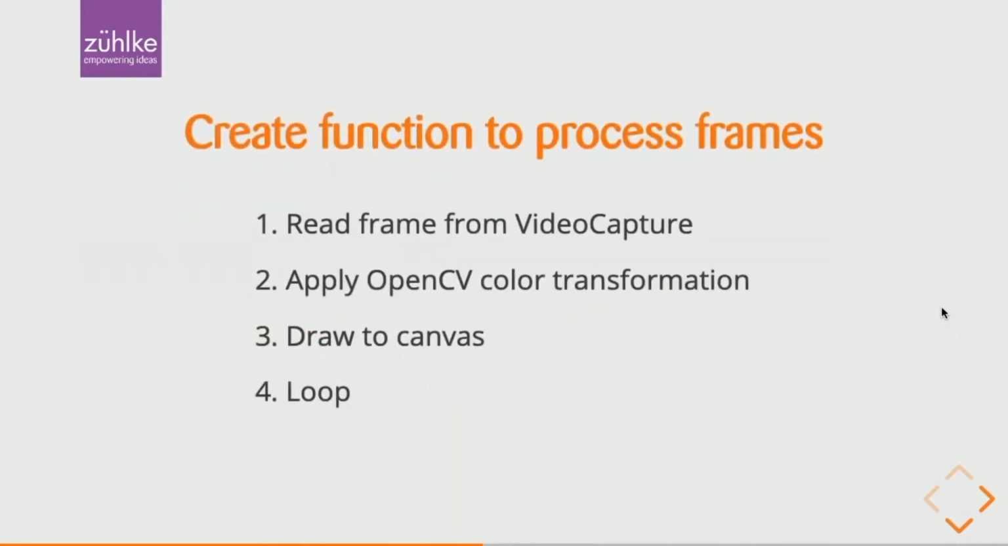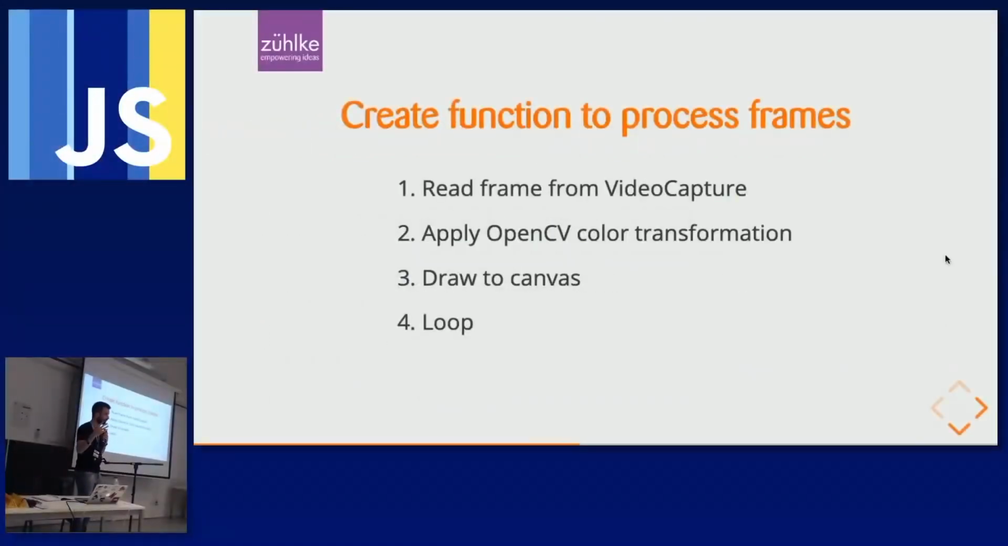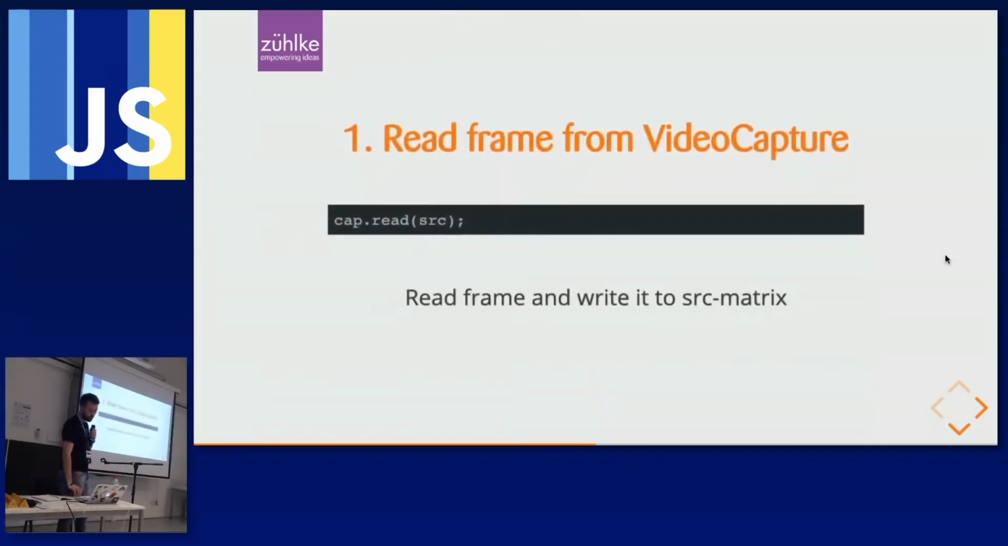So we have 4 things that we have to do. We saw it earlier, we set up the video capture and the matrices. That is already cool. Now we have to have some sort of painting loop, right? So we have to read from that video capture, then we convert to grayscale, and then we draw to the canvas, and then we call ourselves again. And then we have our basic animation loop that will fetch from the video stream, grayscale all the things, draw onto the canvas. So how does that look like?